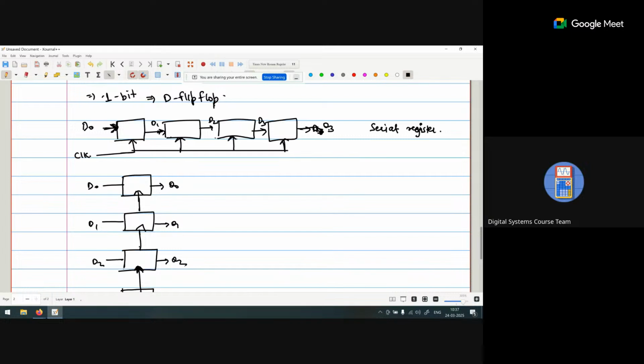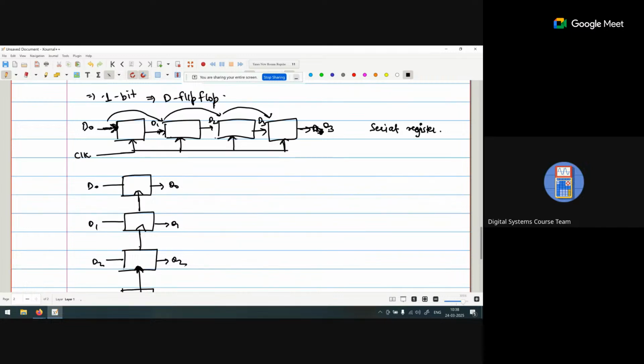Now in the second clock pulse, this D0 bit will go to the next register and you insert one more bit. After that, the previous one will go into this one and you insert one more bit. And after your next clock pulse, this bit will go this way. So with every clock pulse, the data will be shifted one by one. In this way you are getting your data. So this is a serial register.